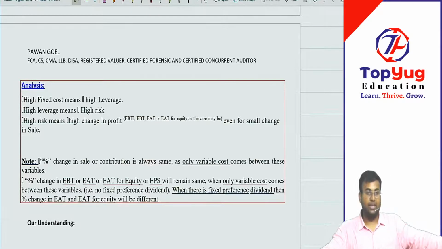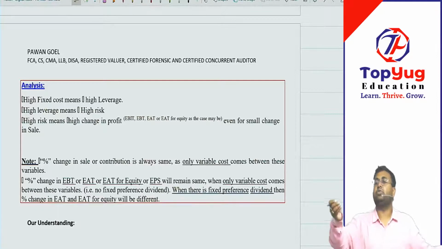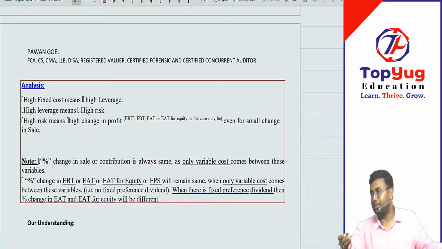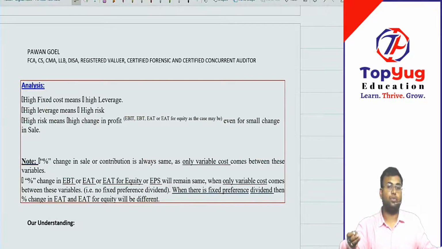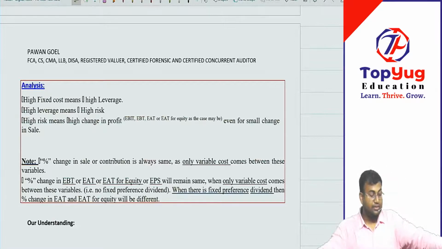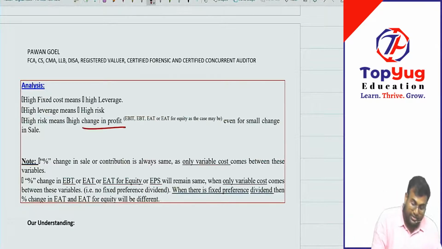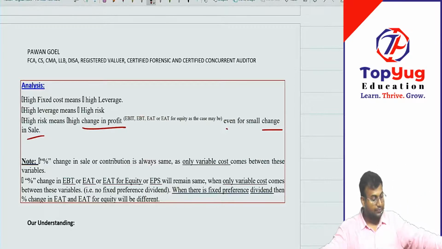If you are taking such a high risk, as you asked, in the year one, the financial leverage is as high as 11.25. So that means if the sales drop by 1000 rupees also, what would happen to the profit? It will become negative. So high risk means high change in profit even for a small change in sales.